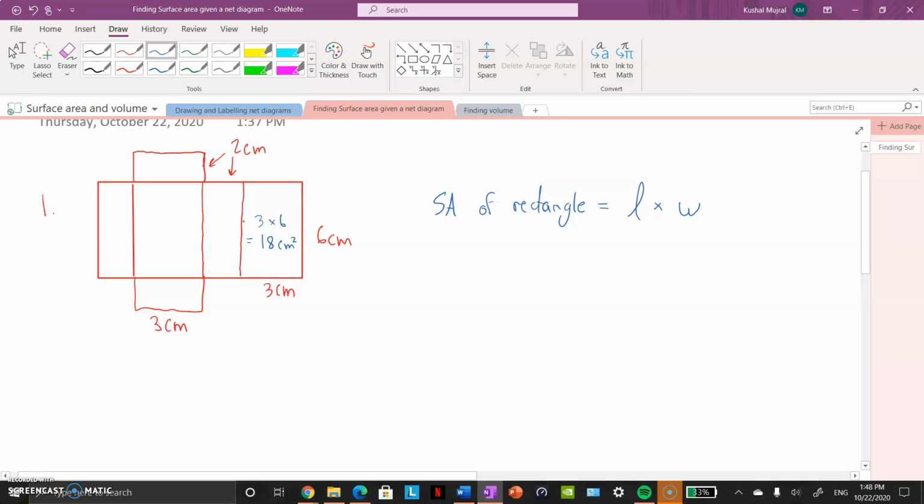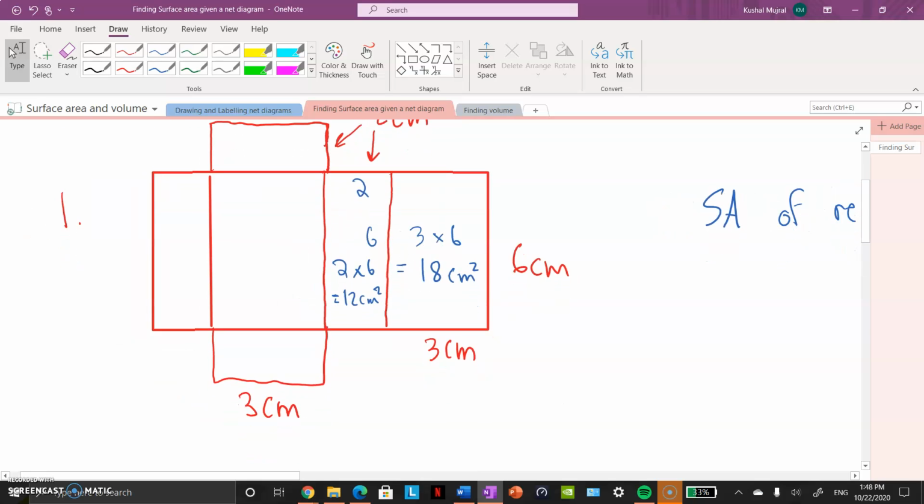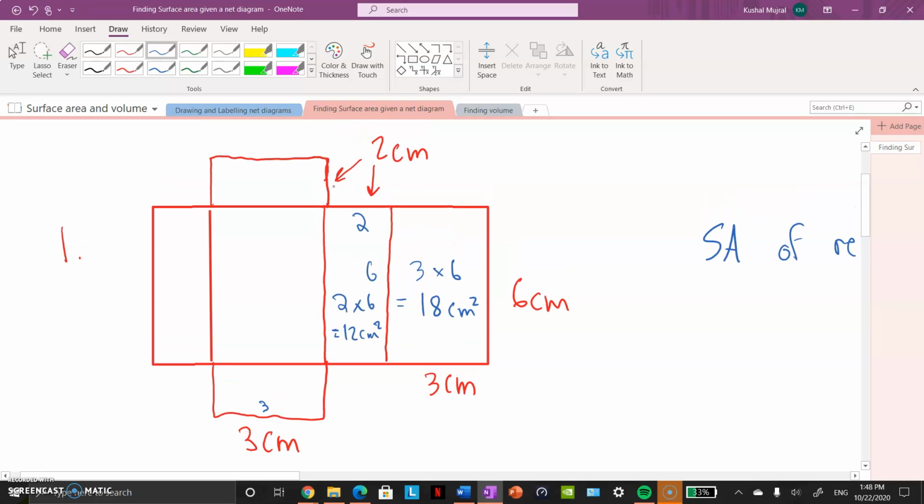Okay, let's take a look at this over here. So we know that this side length is 6, so this one would be 6 as well. We know that this side length is 2, so 2 times 6 equals 12 cm squared. Now let's take a look at this one over here. So here it's 3, and because this one is 2, and because this is a rectangular prism, this is going to be the same. This would be 2 as well, and 2 times 3 is 6 cm squared. This one's also going to be 6 cm squared.